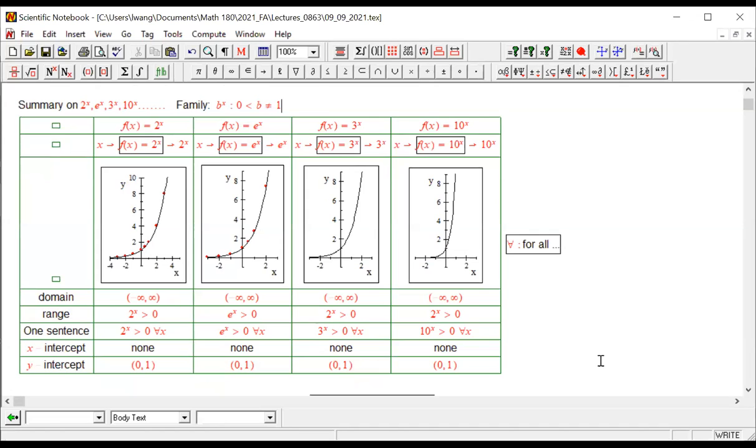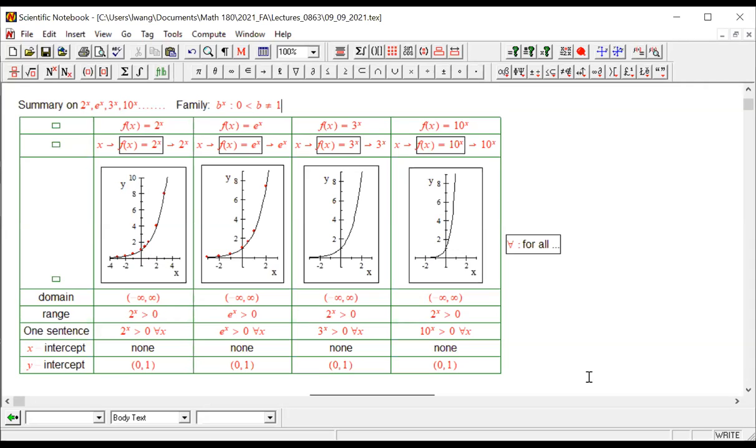Okay, if we put all the pictures together, we see the relative positions, and we know what makes the difference, right? The base makes a big difference. But otherwise, they have similar patterns. If you study biology, you probably use 2 to the power x. If you study finance, you probably use e to the power x a lot.